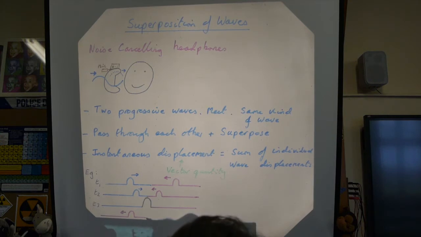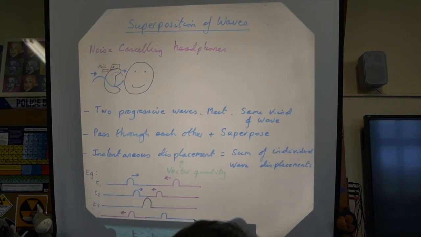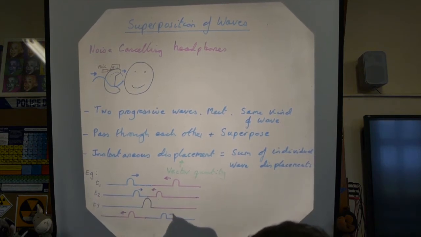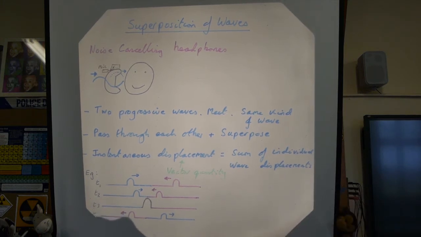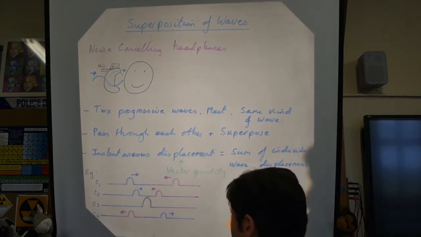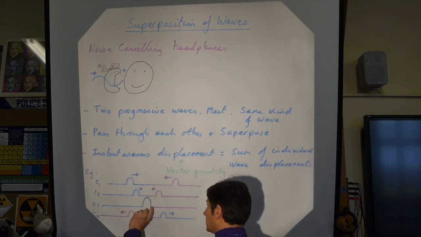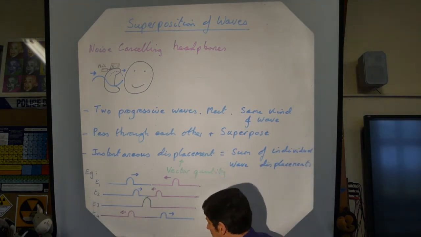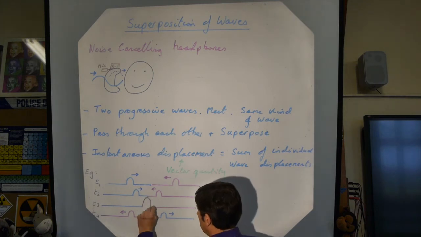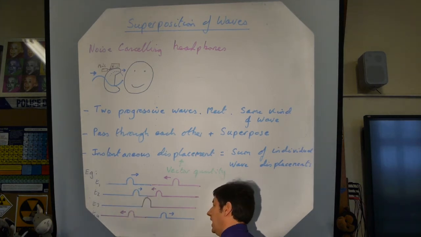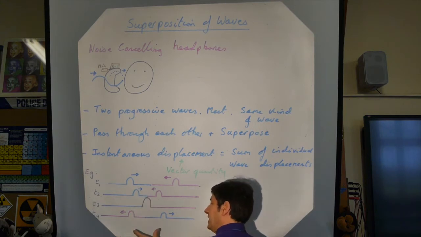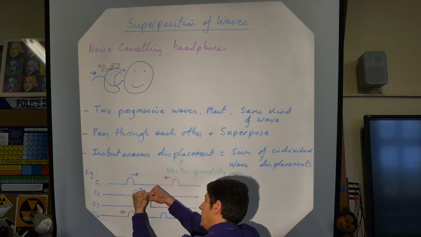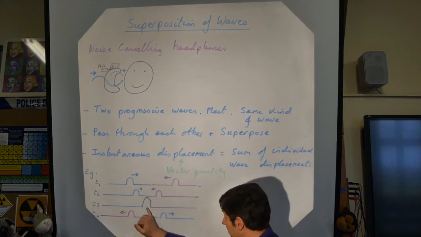and the one I drew in blue is continuing in the direction it was originally going, and you'll see that they retain their original displacements. It's only when they superpose, only when they meet, that they produce a taller peak. I don't think I've made a very good job of making that peak a lot taller. It should really be the addition of those two. But I think you get the idea that this black bit I've drawn here is the addition of these two waves as they pass through each other at this point.